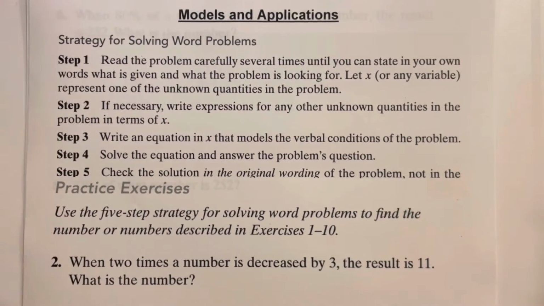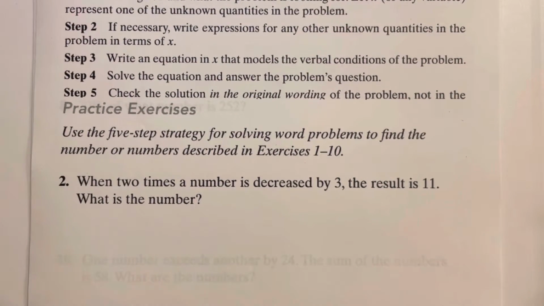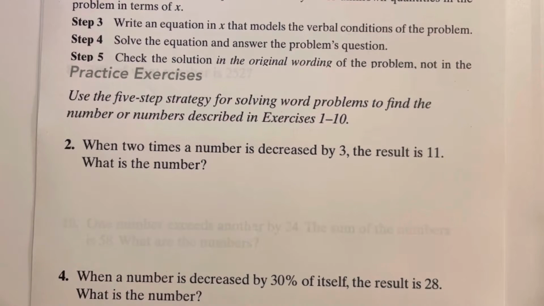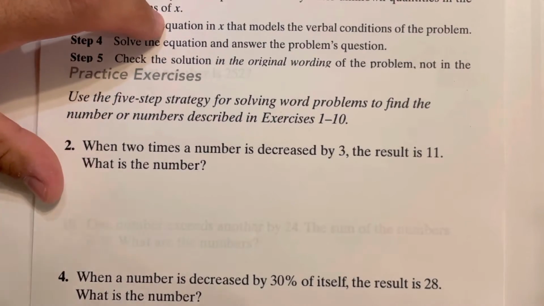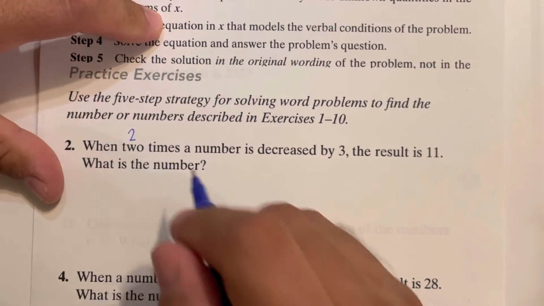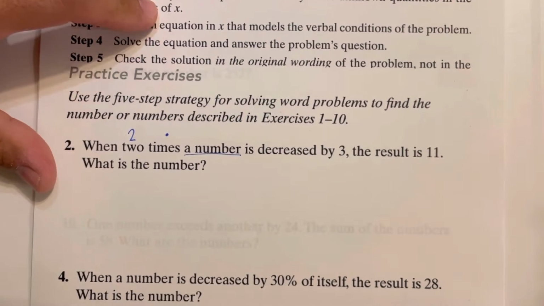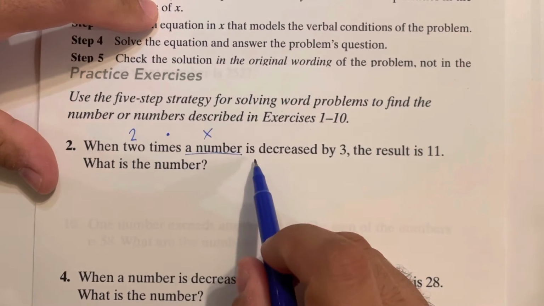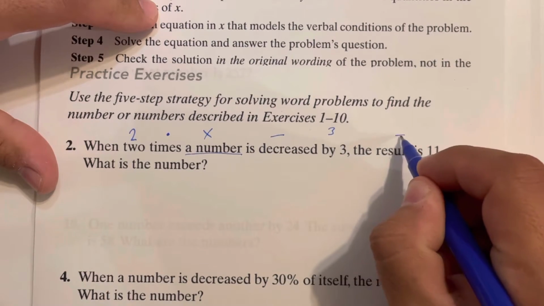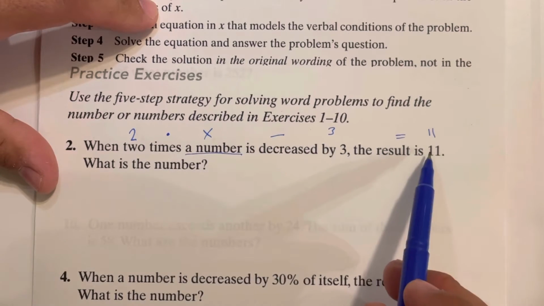Alright, so number 2 says, use a 5-step strategy for solving word problems to find the numbers described in exercises 1 through 10. The first one we're doing is number 2 here. It says, when 2 times the number is decreased by 3, the result is 11. So above each one we're going to write what it is. The 2 is actually number 2. Times means to multiply. A number is something we don't know, it's unknown, so we're going to put x. Is decreased by, decreased means subtract by 3. The result is, that means equals 11.